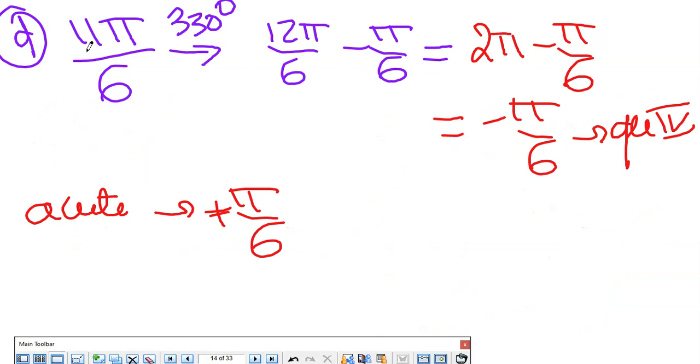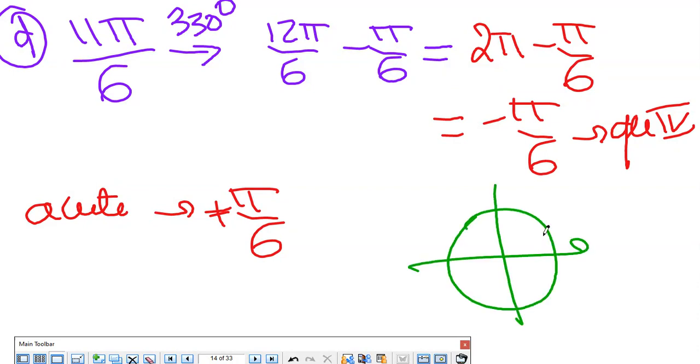Now let's move to 11 pi over 6. This one is not bigger than 360, but I can decompose it, or I can move in the positive sense. If I move in the positive sense, I am in quadrant 4. And if I decompose it, I can see that it's 2 pi minus pi over 6. So I did the whole turn and I went back. So I am in quadrant 4. And what is my acute angle? It's pi over 6.